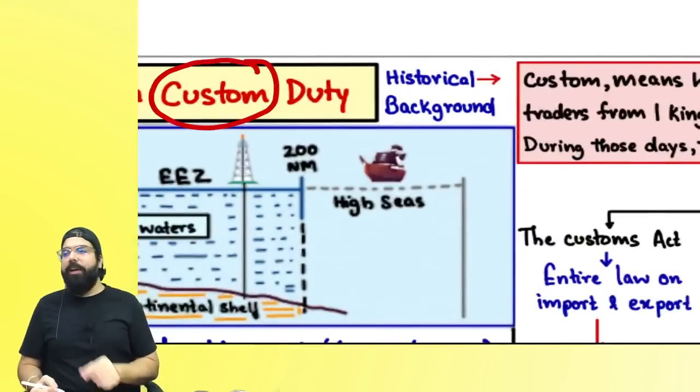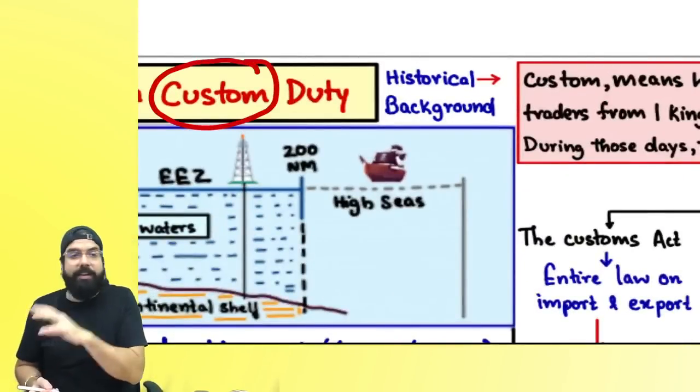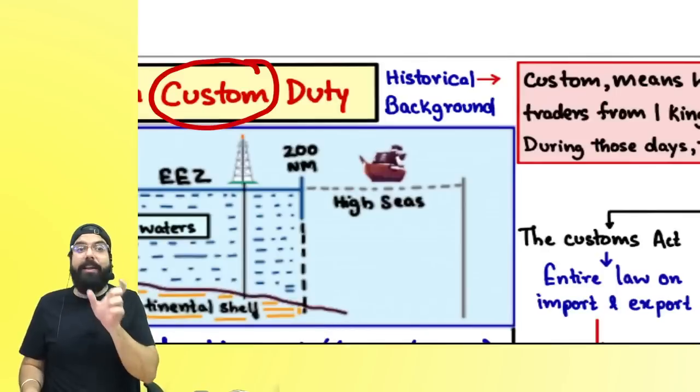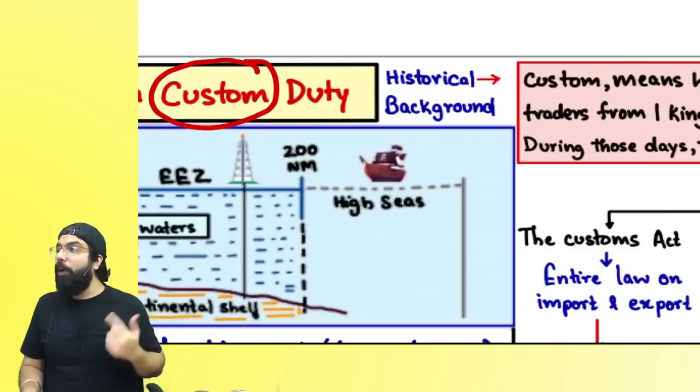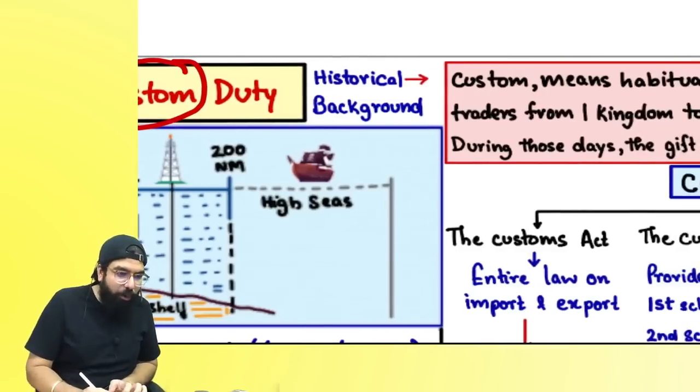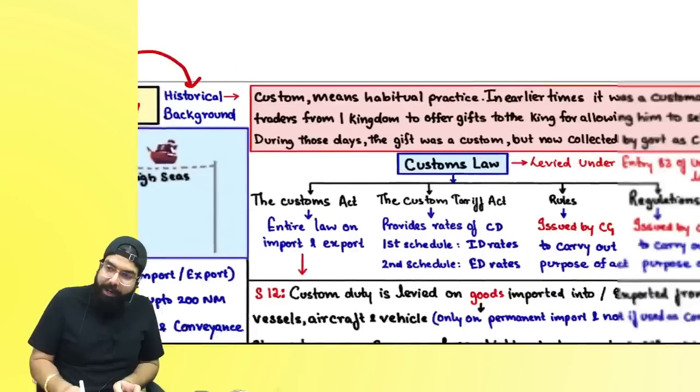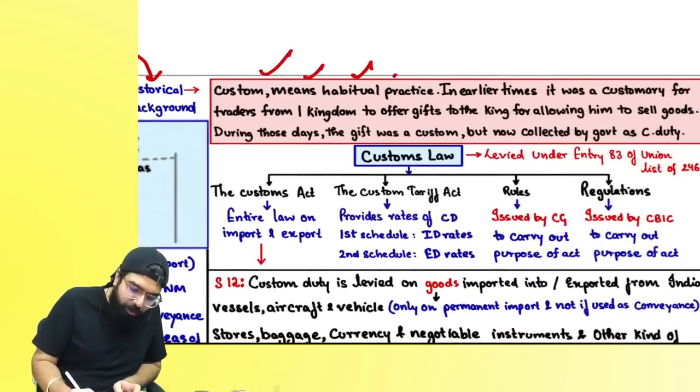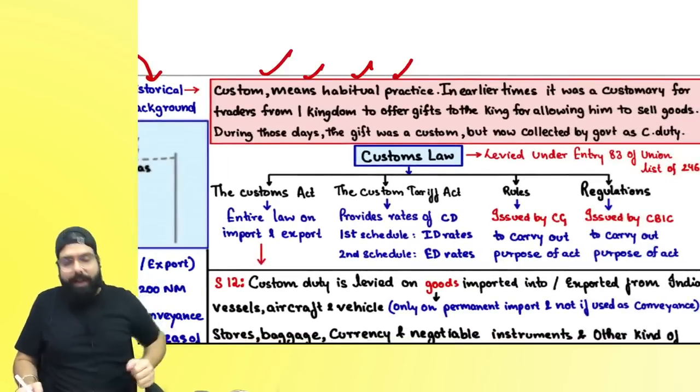custom. How does the word custom evolve? Because the Custom Act, the Custom Tariff Act, the word custom is being used. How did the word custom evolve? We have to see the historical background. Custom means a habitual practice. In the earlier time, what used to happen?